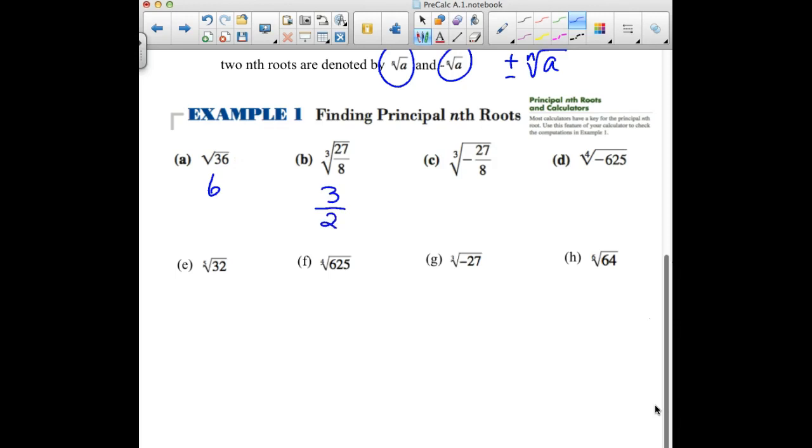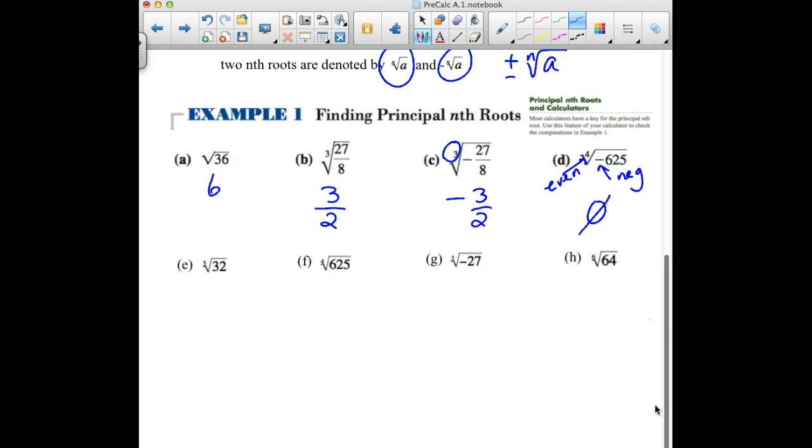Question C is almost identical, except there's a negative sign in there. And we said if this is odd, it's fine. You can take the root of a negative. So we are just simply going to get the same answer we had in part B, except it's negative. Question D, we're taking the fourth root of negative 625. Since this is even and this is negative, there is no solution to that.